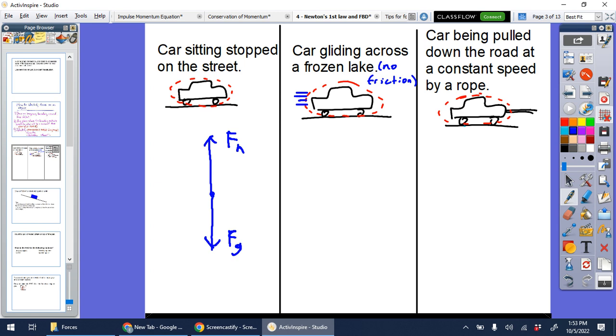Carter, have you done the second one? Yeah. Why don't you put it up there? So that first one, normal force and gravity. Okay. Because nothing else is touching it. All right.